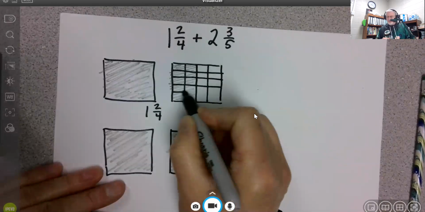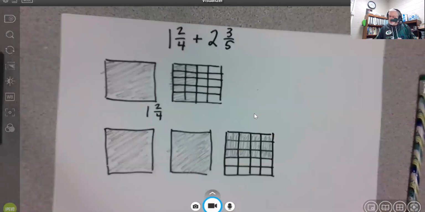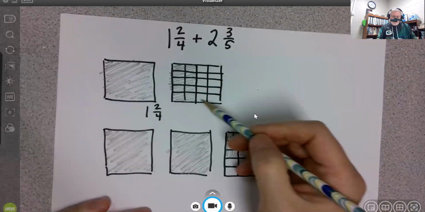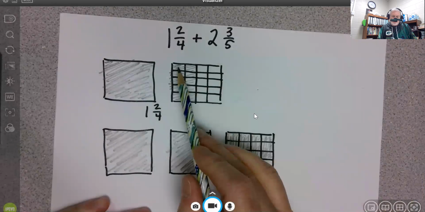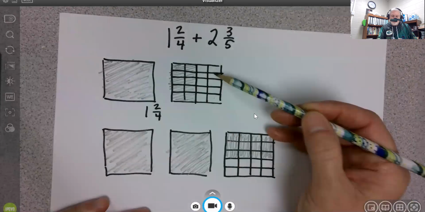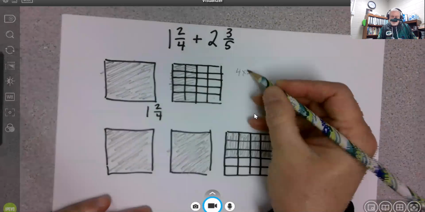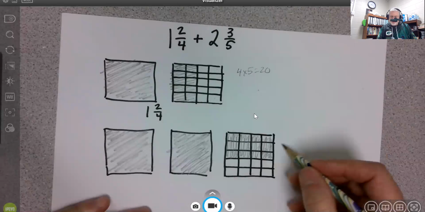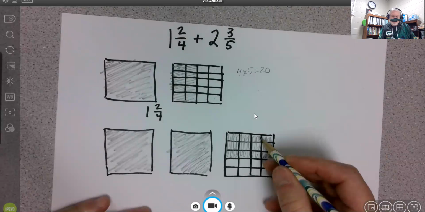Okay. So now let's see how many total rectangles are in my whole. Well, I have 1, 2, 3, 4 going across, and I have 1, 2, 3, 4, 5. So 4 times 5 equals 20, and it equals the same. 4 times 5 equals 20. So how many are shaded?